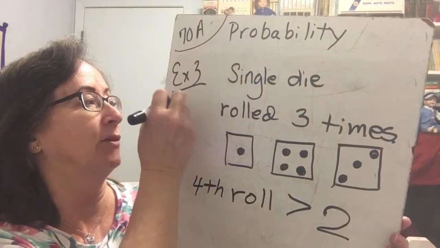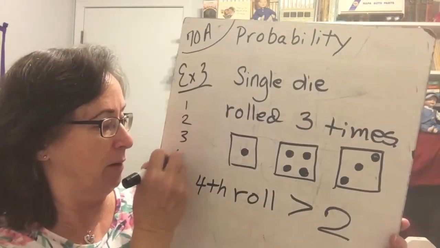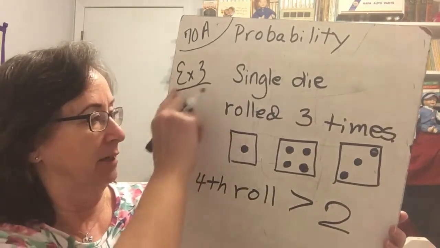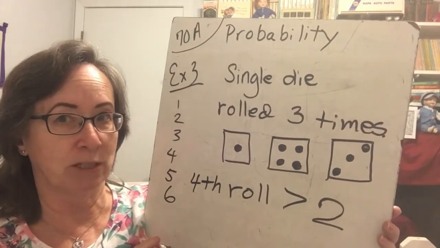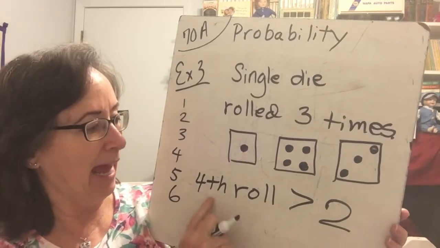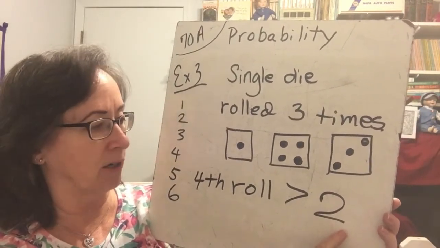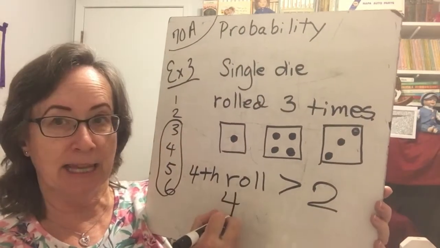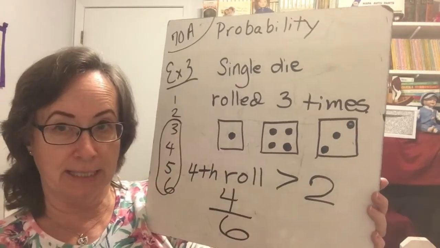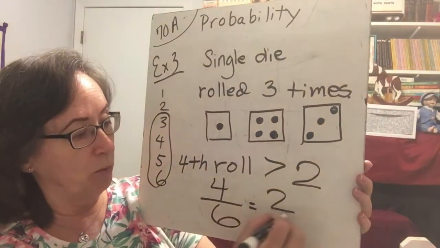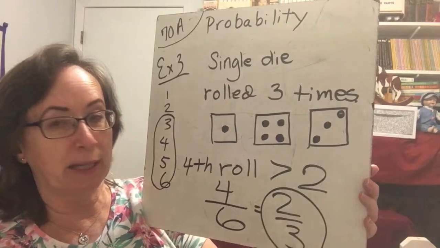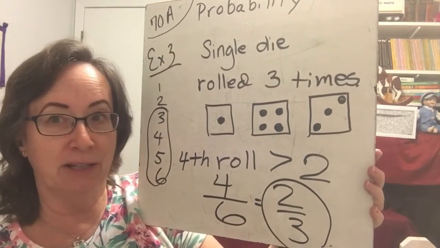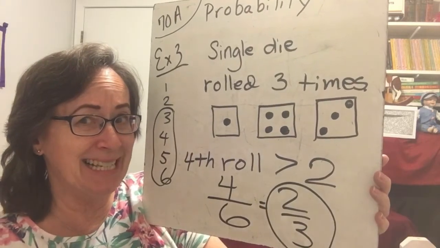So we have 1, 2, 3, 4, 5, 6 on our die. There's 6 sides. And how many of these faces are greater than 2? Well, 3, 4, 5, 6. So 4 of the faces out of 6 total faces would be 2/3 is the probability that we're going to roll something greater than 2. It's as easy as that.